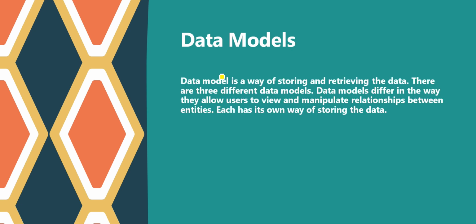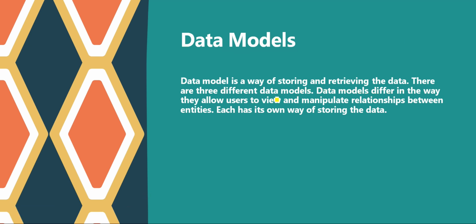Okay, now what is a data model? A data model is a way of storing and retrieving the data. Just like in the form of files, we are going to store some files, and whenever I want to, I can retrieve my file. So a data model is basically that, to store and retrieve the data in some way. This is called a data model.